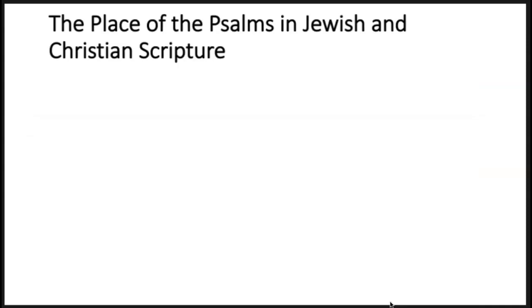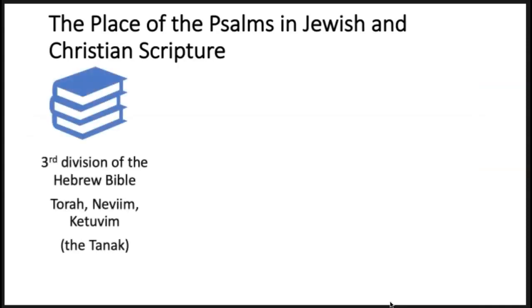The place of the Psalms in Jewish and Christian scripture. Well, first, in the Jewish scriptures, we note that the Psalms are the first book in the 3rd division of the Hebrew Bible. The Hebrew Bible is divided into 3 parts: the Torah, that is the law, the Pentateuch, the first 5 books. Then the Nevi'im, that's the prophets, and those are divided into 2 groups, actually, the former and the latter prophets. The 3rd division is the Ketuvim, or the writings.